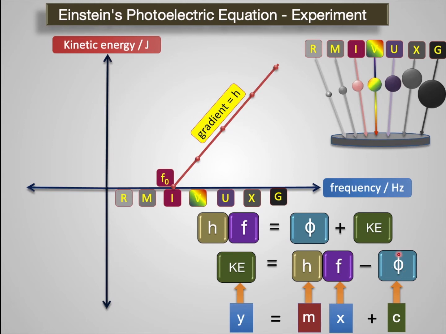If you want to find the work function of the metal, extrapolate the graph to touch the y-axis, and the point it touches will be minus phi. The answer for phi should be a positive answer because phi is a type of energy.